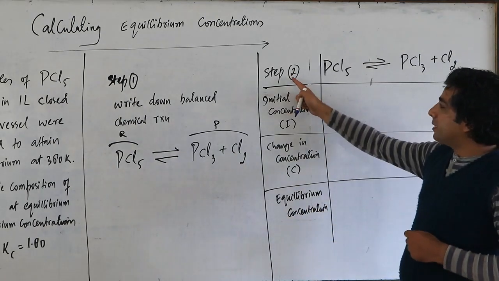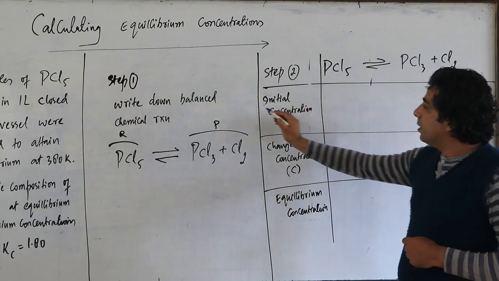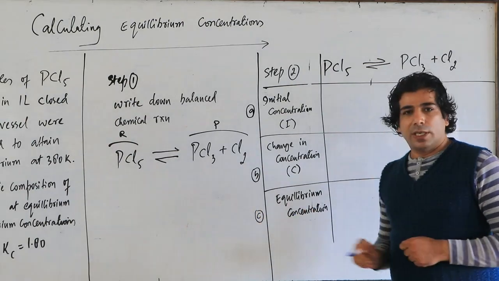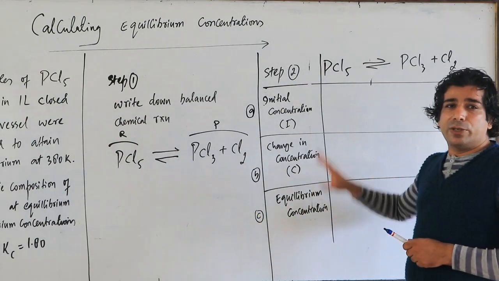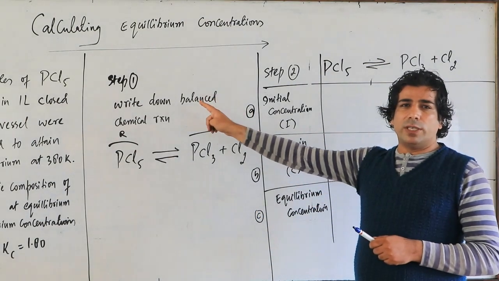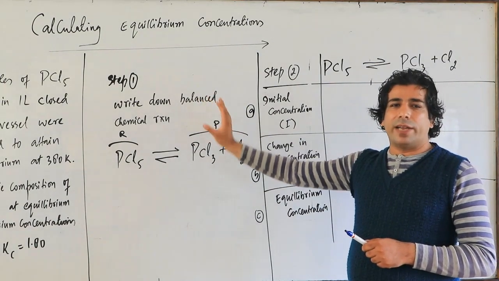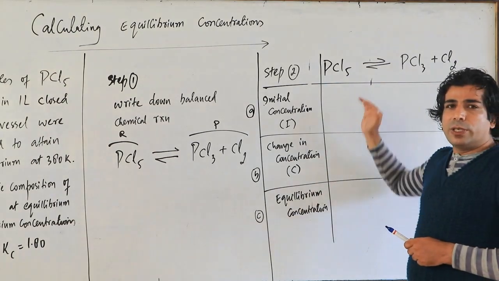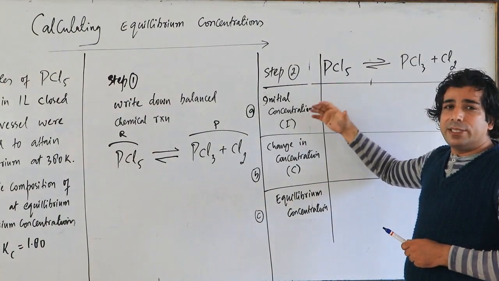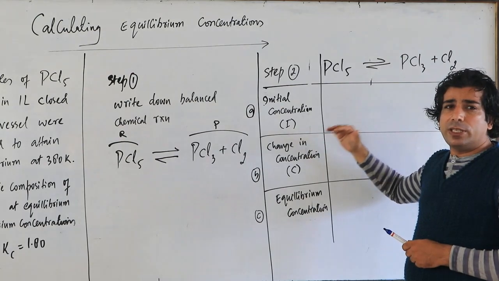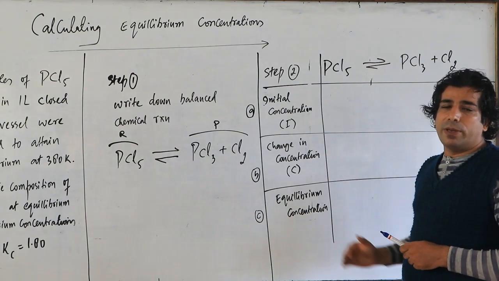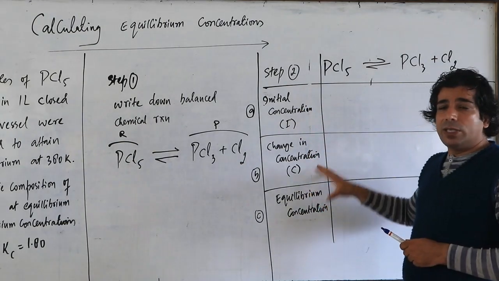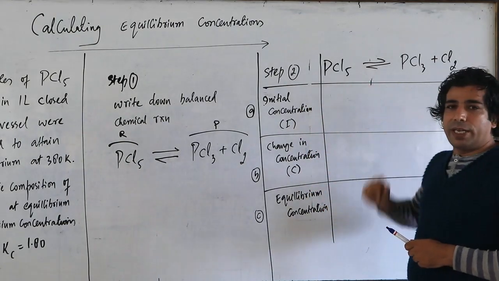So step number 2 has how many parts? 3 parts. This is part A, part B, and part C. Step number 1 was to write down a balanced chemical reaction, so I wrote it at equilibrium, correct? Step number 2 is to divide things into 3 parts: initial concentration, change in concentration, and equilibrium concentration. These 3 parts will give us details about this particular chemical reaction, my dear friends.